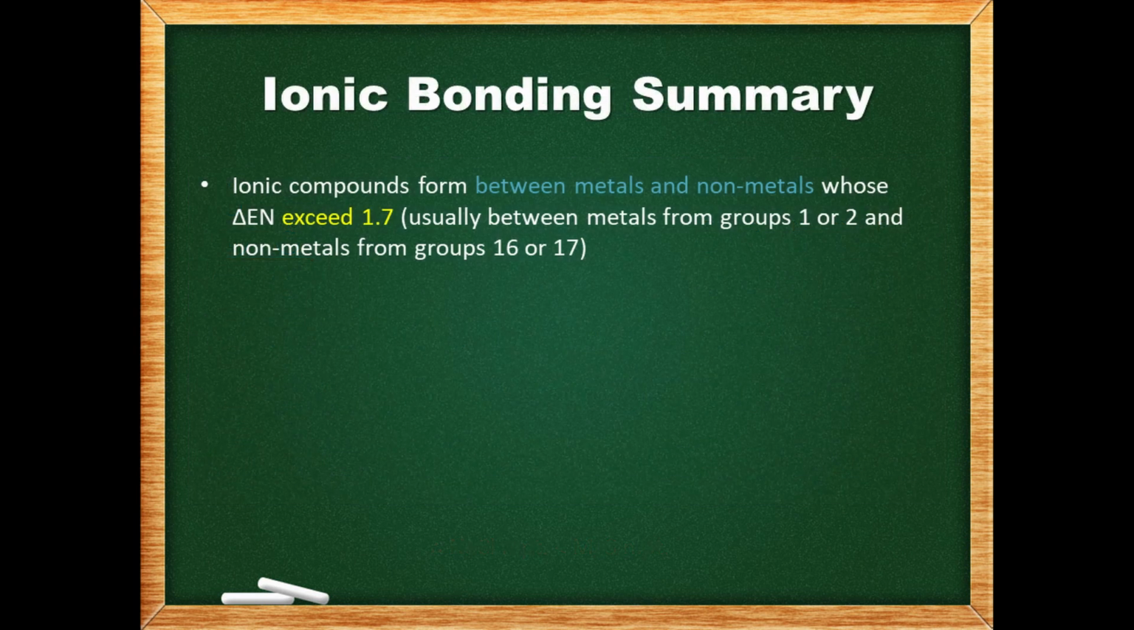Now we'll do just a quick summary of ionic bonding by reviewing several points. First, ionic compounds form between metals and nonmetals whose difference in electronegativity exceeds 1.7. By the way, electronegativity difference is often abbreviated as delta En. These compounds usually form when metals from groups 1 or 2 react with nonmetals from groups 16 or 17.